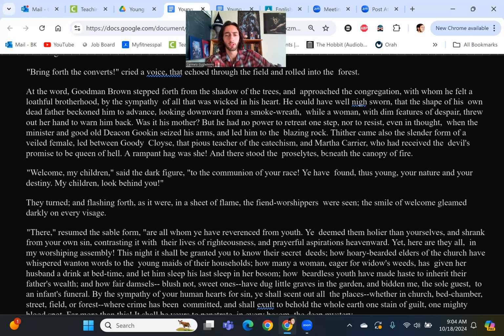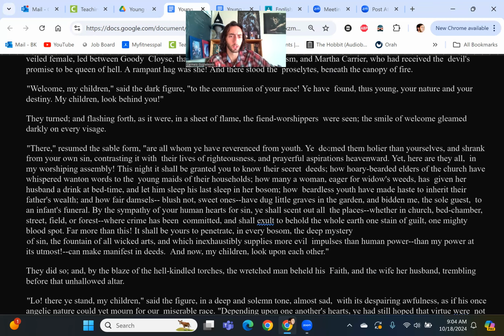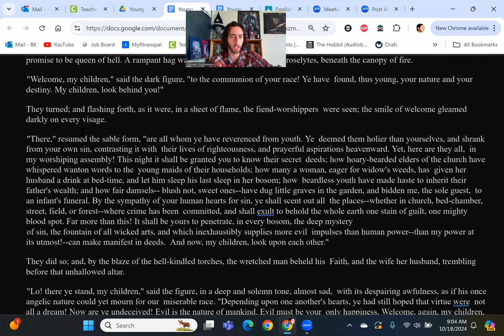don't go. So they come up, and the figure says, "Welcome, my children," said the dark figure, "to the communion of your race. Ye have found thus young your nature and your destiny, my children. Look behind you." They turned, flashing forth, as it were, in a sheet of flame. The fiend worshippers were seen. The smile of welcome gleamed darkly on every visage.